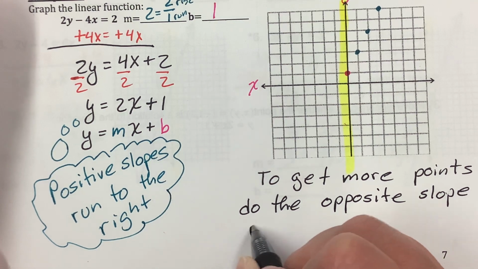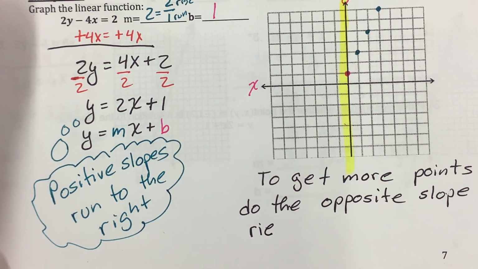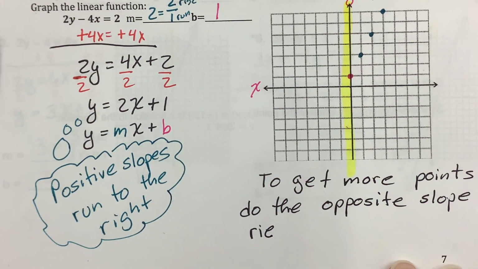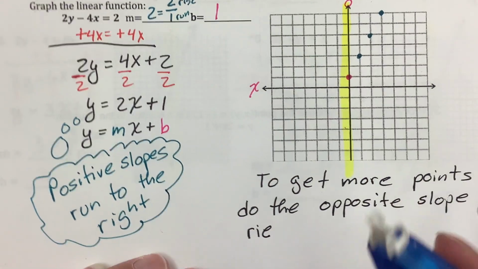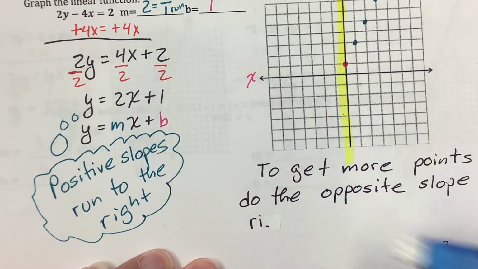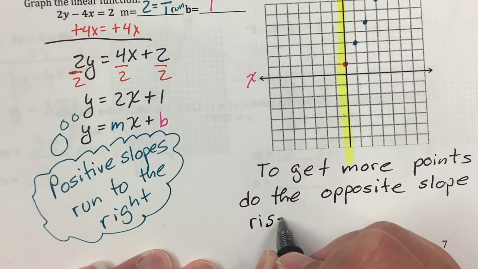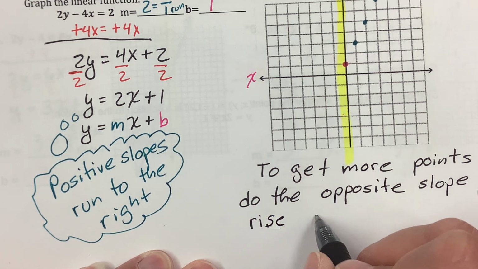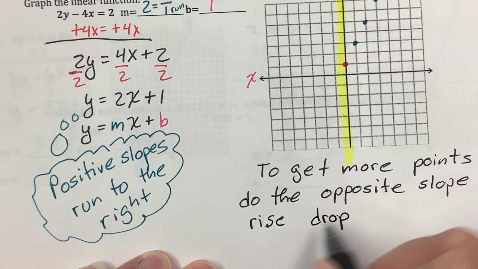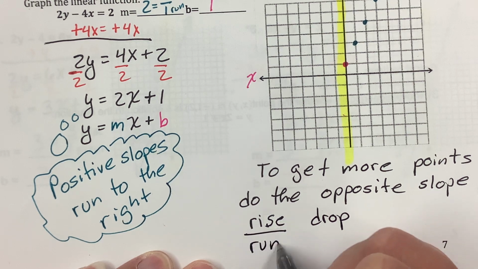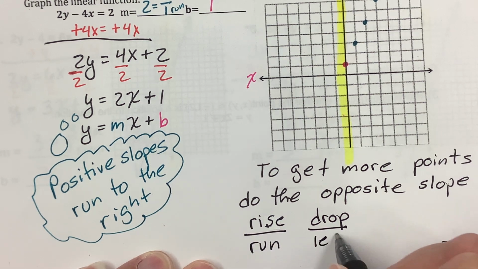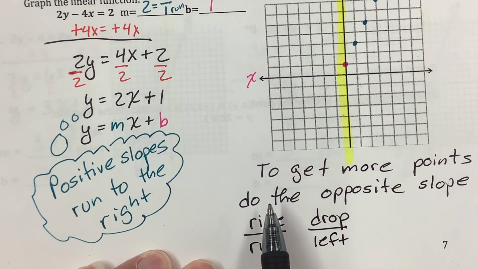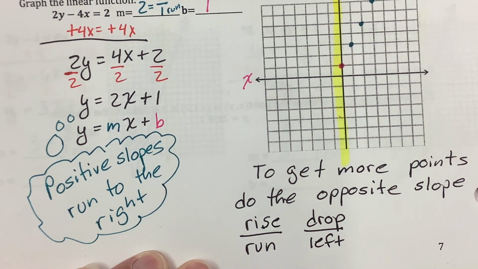So if I'm going to rise, or actually, why would I write rye? I have no idea. Silly bono, can't even spell. Rise. The opposite is drop. I'm going to run. The opposite is left. So if I'm rising, I'm going to drop. If I'm running, I'm going to go left. So to get more points, do the opposite of the slope.